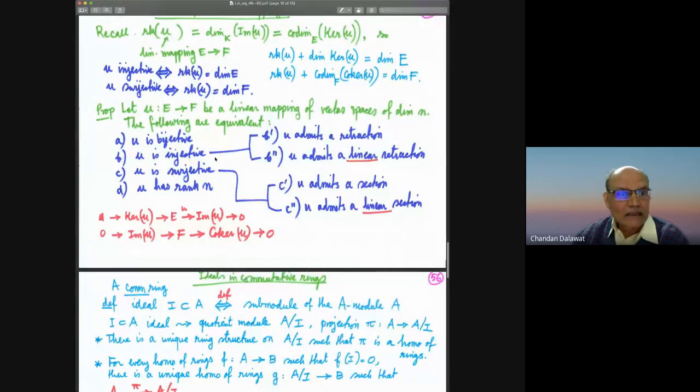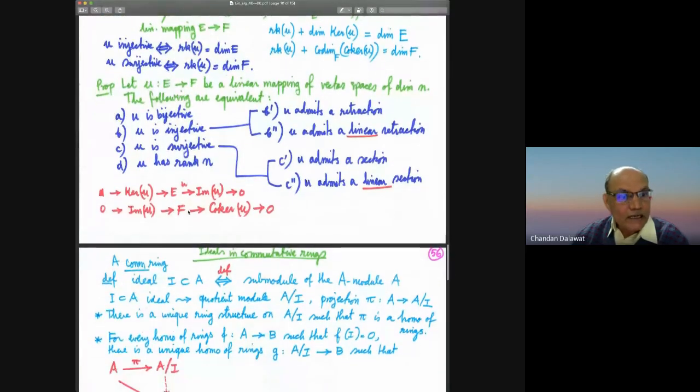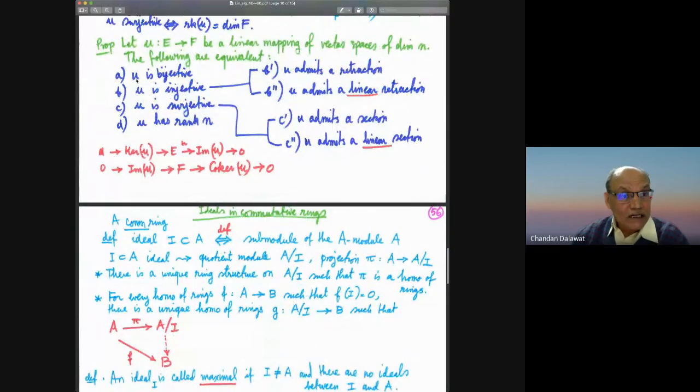Injective means that the kernel of U is trivial, so the rank of U is equal to the dimension of E. Now you have to show that it's surjective. You have to show that the rank of U is equal to the dimension of F. But the dimension of E is equal to the dimension of F, that's part of the hypothesis. Okay, so it's written here. The equivalent conditions are that U is bijective, that it's injective, that it's surjective, that its rank is equal to the dimension of the vector spaces, the common dimension.